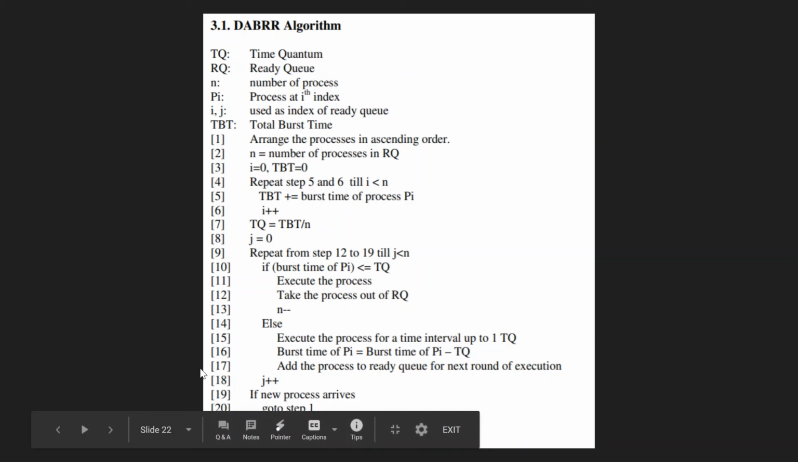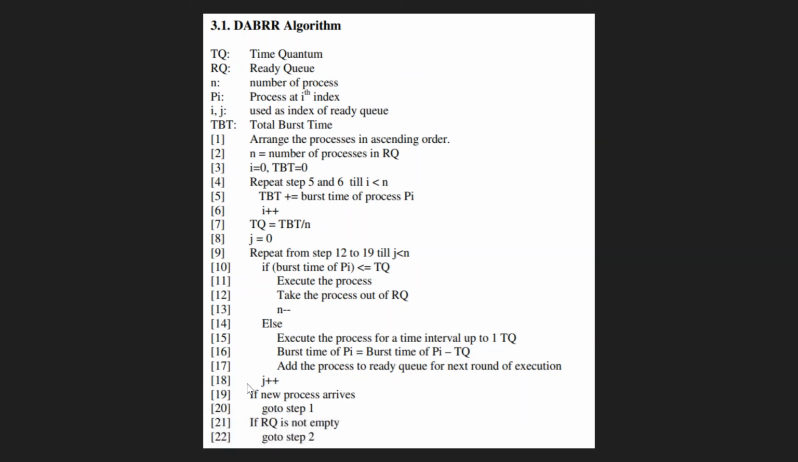And then, of course, after we get out of the loop, if a new job arrives, we go back to step 1, rearrange everything, and go through the algorithm again.